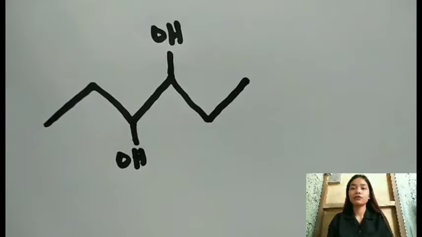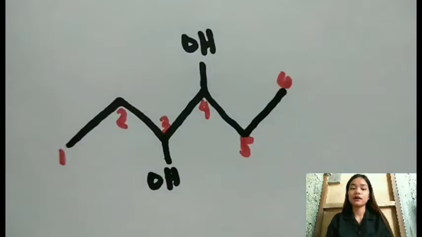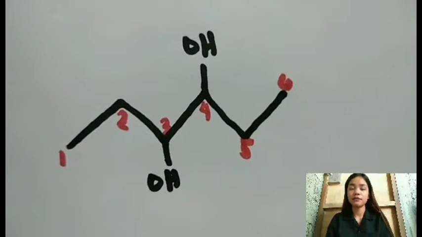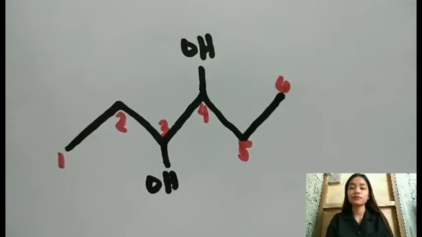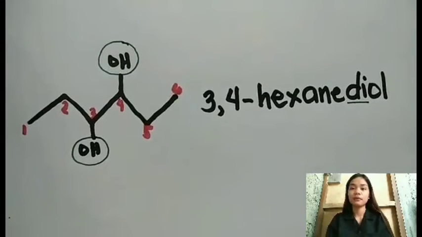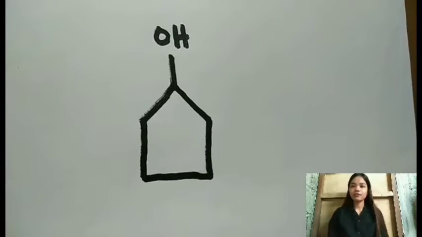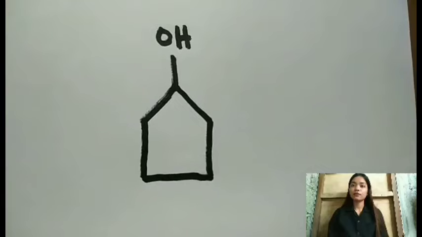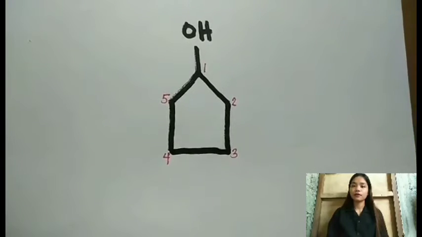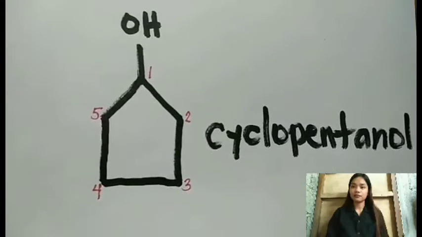So what if we have two hydroxy groups attached on one carbon chain? What we want to do is identify where the alcohols are located and find the lowest possible numbering, then count the number of carbons and add di because we have two hydroxy groups, so we will name it 3,4-hexanediol. In a cyclic chain, first you need to prioritize the alcohol group. Here we have 5 carbons attached to the alcohol, so we will name it cyclopentanol.